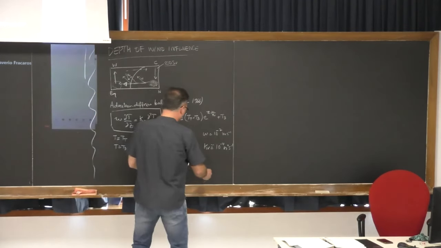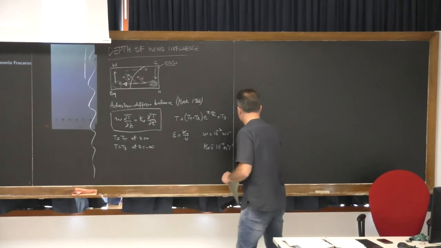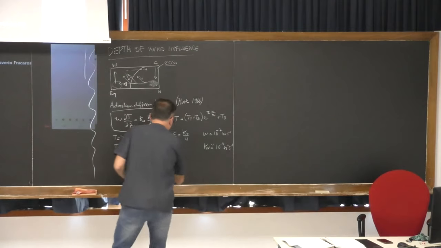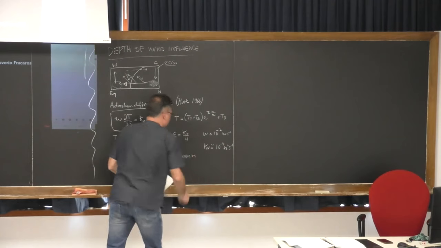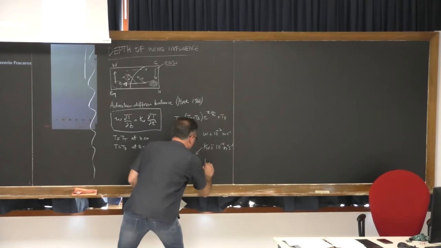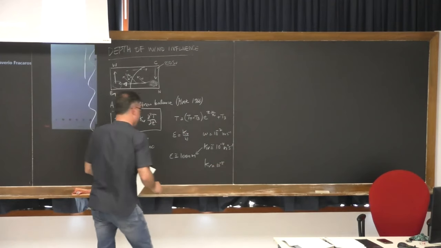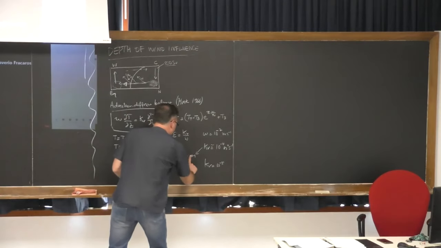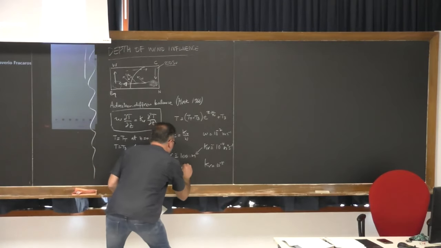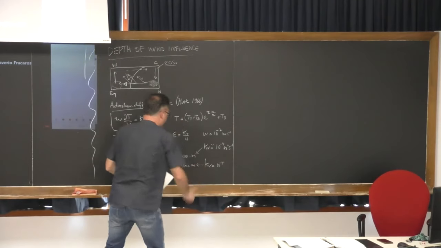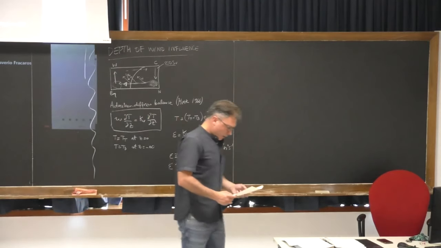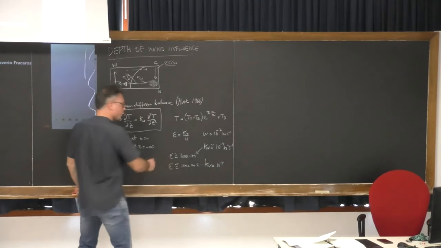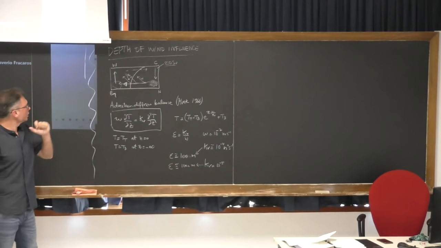If you use 10 to the minus 4, you get an epsilon that is roughly 1,000 meters. And if you use KV 10 to the minus 4, you get something like 1,000 meters, okay, as the e-folding time scale. Now, another point here is that this e-folding time scale can be thought as the depth or the thickness of the thermocline.